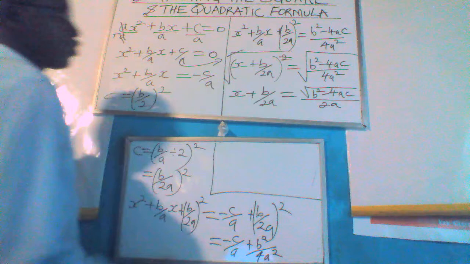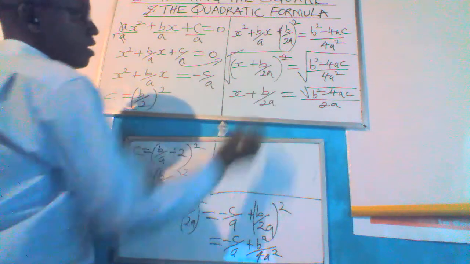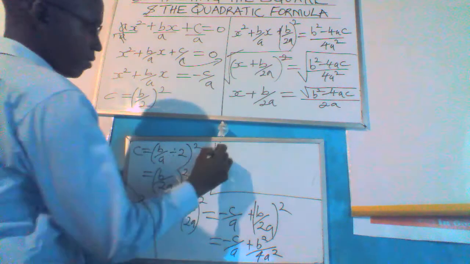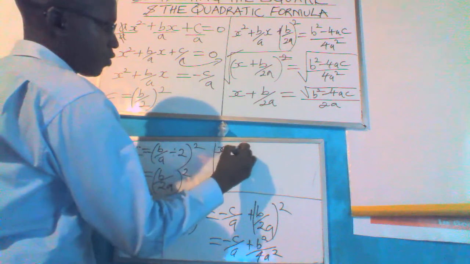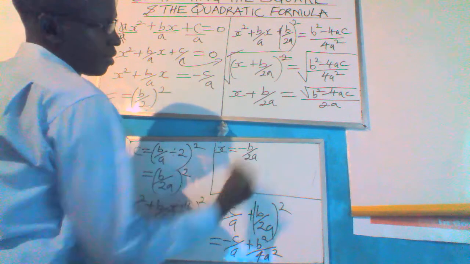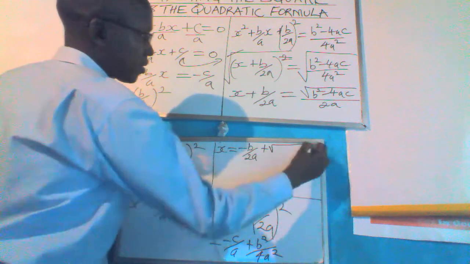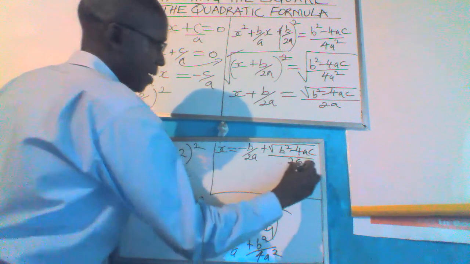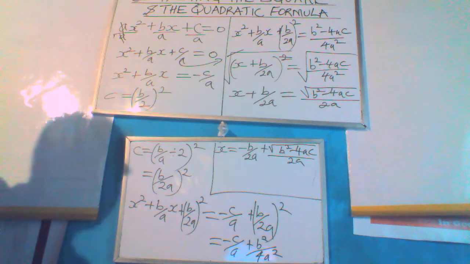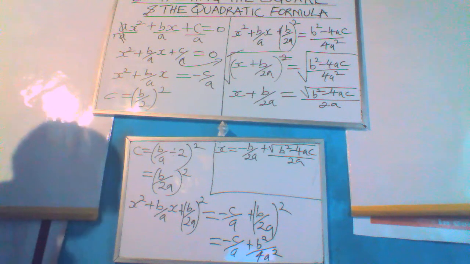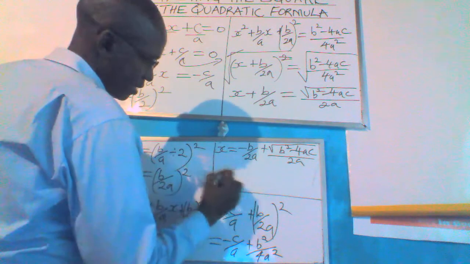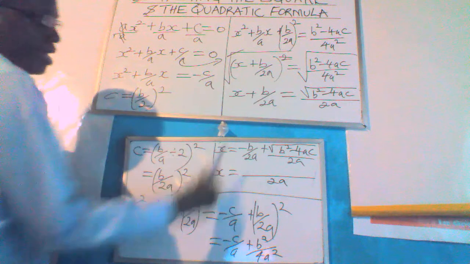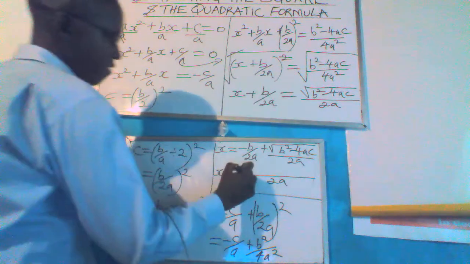In the next step, we are going to move the expression b over 2a to the right hand side. In this case, we have x is equivalent to minus b all over 2a, and then plus square root of b squared minus 4ac all over 2a. The next step is simply to harmonize the right hand side. Harmonizing the right hand side, we use the same LCM, which is 2a. 2a goes into 2a one time, so we have minus b.